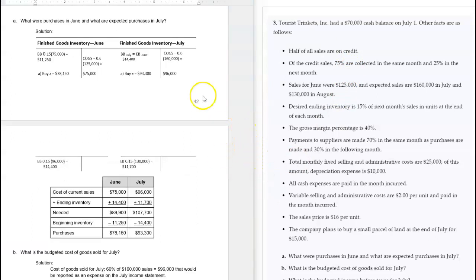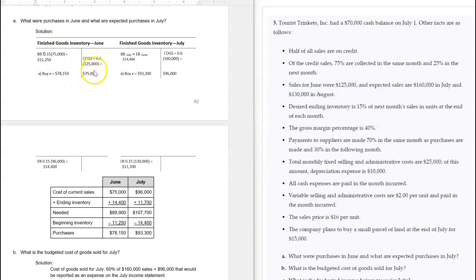Okay, so what we have here are two T accounts of finished goods inventory for June and for July. And I'll tell you right now, this is not easy. We have cost of goods sold. Our sales for June were $125,000. We know that our gross margin is 40%, so the cost percentage is 60%. If we take 125,000 times 0.6, that gives us 75,000, which is what our cost of goods sold would have been.